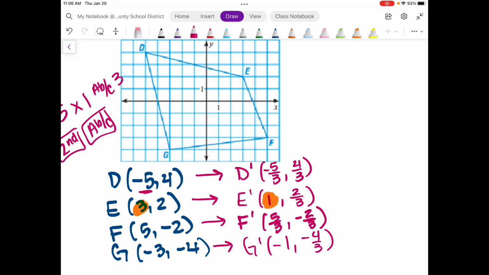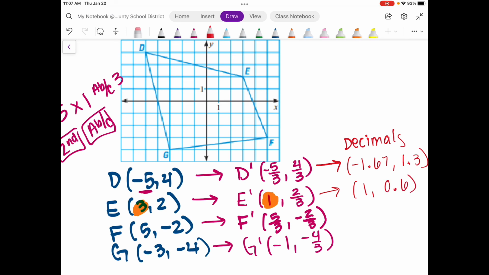So you may need to turn these into decimals. Some of you are able to plot this without needing to turn these into decimals, but you can turn them into decimals if that's helpful to you. So -5/3 is going to be like -1.67, and then 4/3 is +1.3. Okay, so I'm just turning these into decimals so I know where approximately I'm going to be plotting 1.6 and -0.6 and -1.